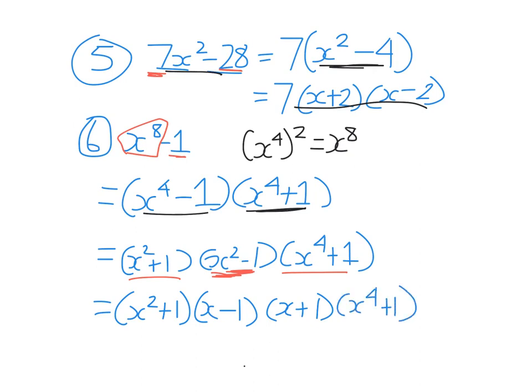Okay, we're done. We've written it as the product of 4 factors. I can't factorise any of those factors further, so I leave it as it is. If I were to use FOIL and expand all this, I would eventually get that. All right, let's move on to question 7.